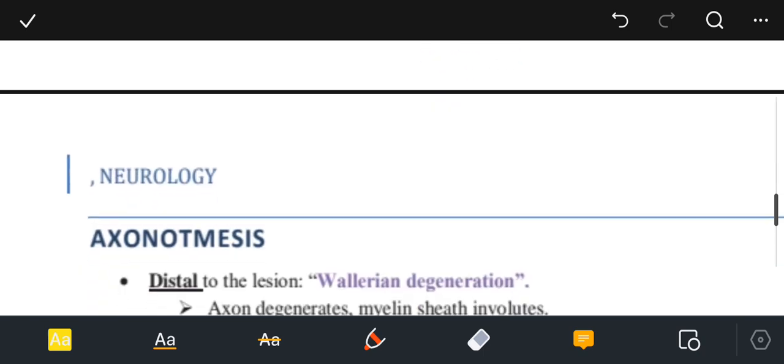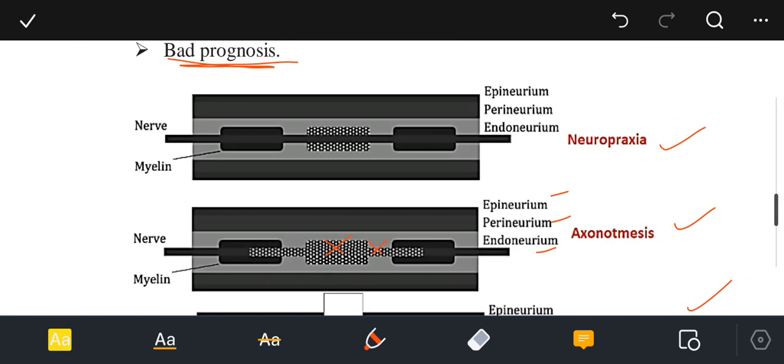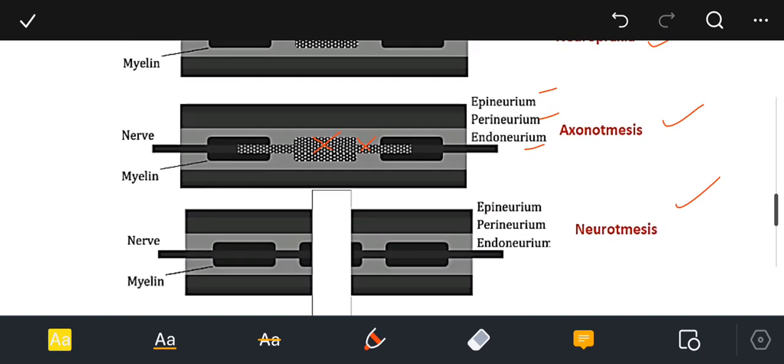Then moving forward, if there is only neuropraxia, the Schwann cell will regenerate and everything will be just fine. In axonotmesis, we have to regenerate the neuron by using Wallerian degeneration. And in the case of neurotmesis, the nerve does not regenerate in most cases.